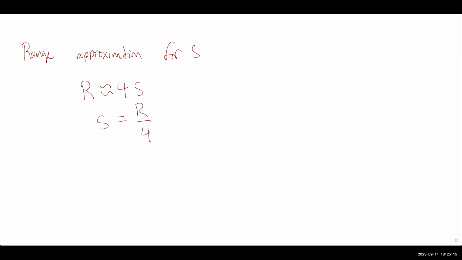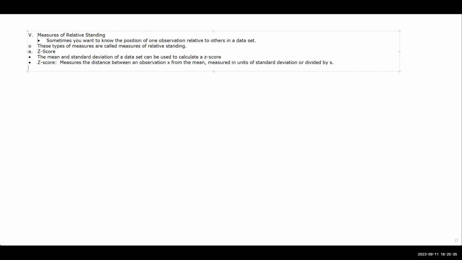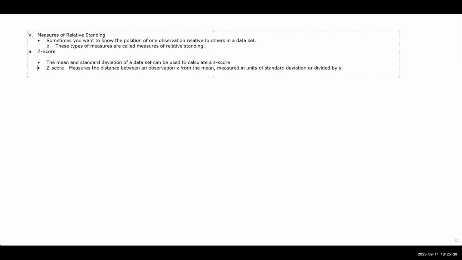All right. Now from here, we're going to get to the measurement of relative standing. We'll clear this. Okay. And the first one we're going to talk about is z-score. Basically, what is the measurement relative standing? What is this section about?